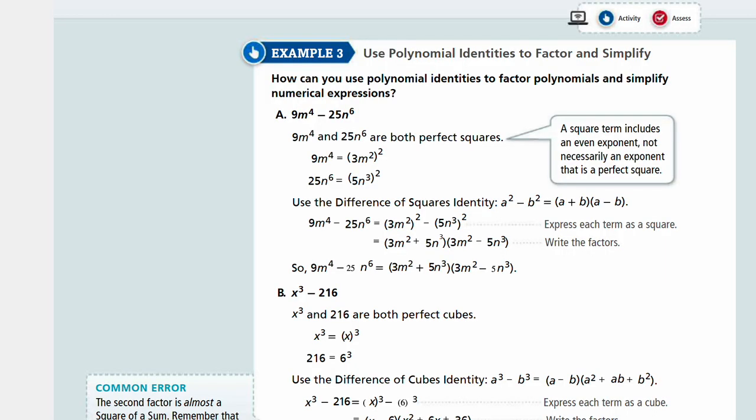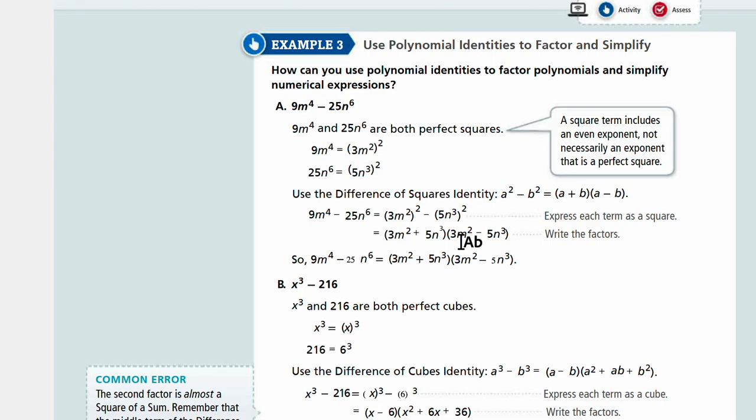To Algebra 2, Lesson 3-3, Example 3. In this example, we will use polynomial identities to factor and simplify. How can you use polynomial identities to factor polynomials and simplify numerical expressions?